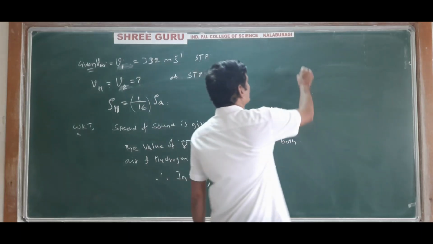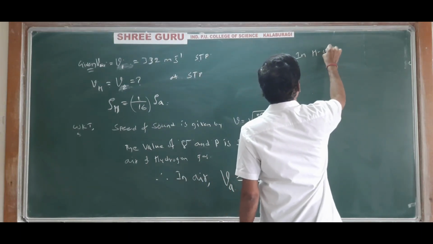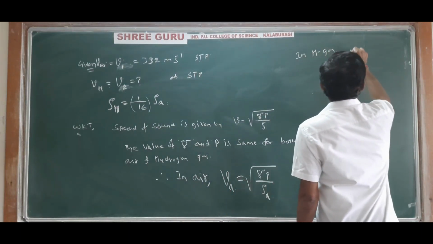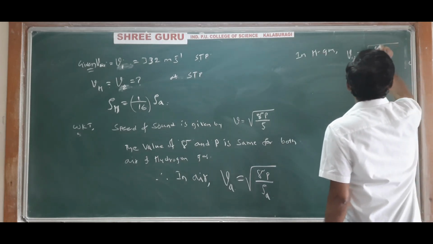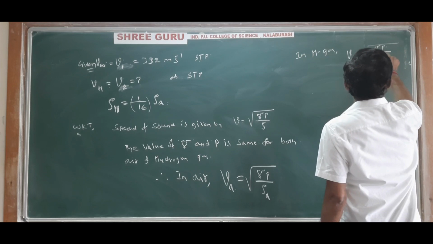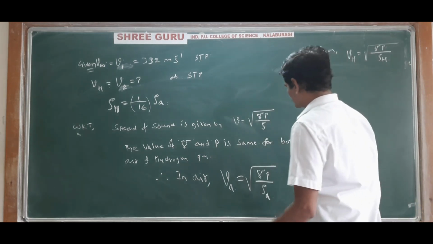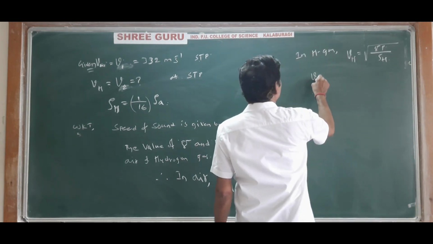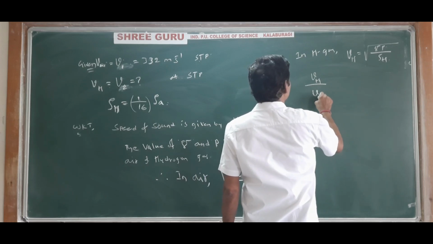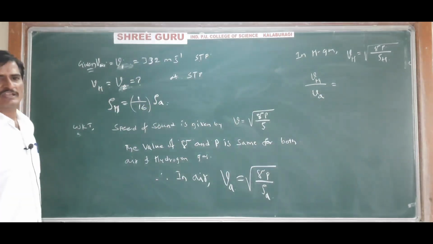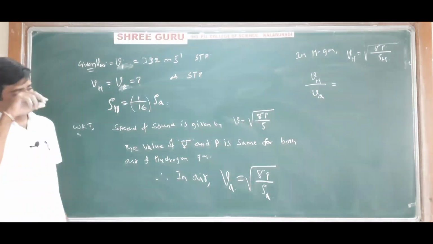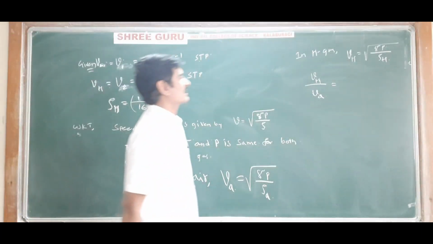So in hydrogen gas, the velocity of sound, that is VH, is equal to under root gamma P divided by rho H. Now divide these two equations. It is VH divided by VA. We want VH, that's why I have written it in the numerator.